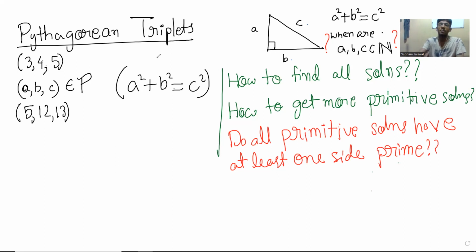Sir, I get 7, 24, and 25. 7, 24 and 25, good. This also has a prime. So far it seems that the pattern is correct. But let's see.